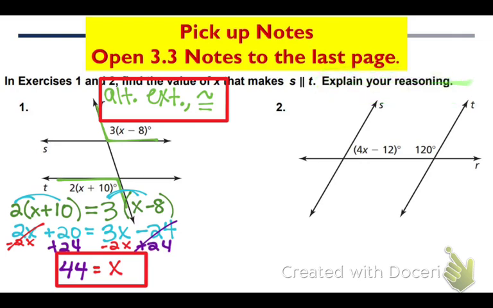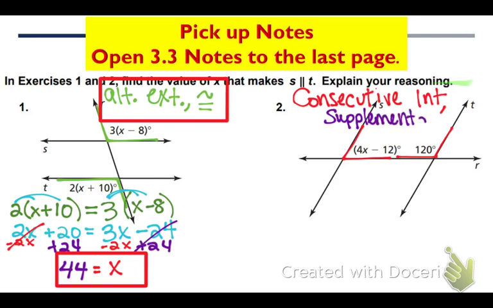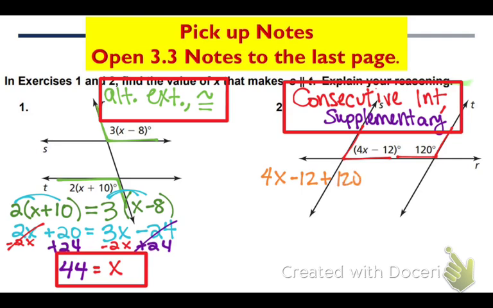The second problem, what relationship is there between these two angles? They're consecutive interior. And then what do we know about consecutive interior angles? They're supplementary. All right, so consecutive interior, that means they're supplementary. So that's my reasoning for what I'm about to do. So if they're supplementary, what do I do with these two angles? You add them together to make 180. Add them together, and then they equal 180. So plus 120.